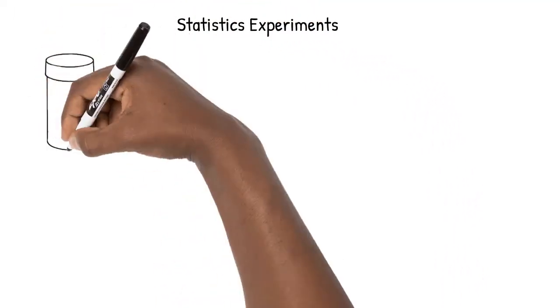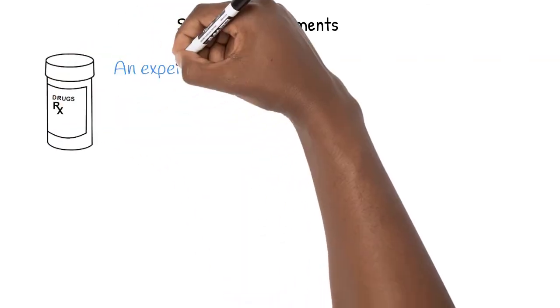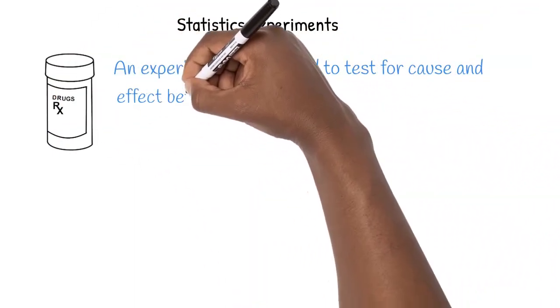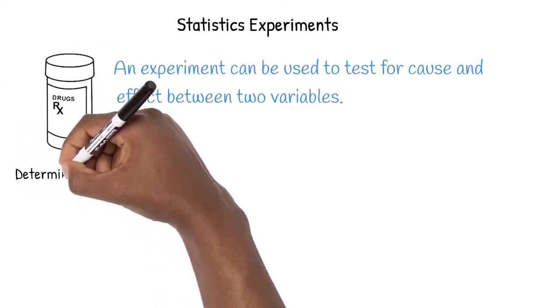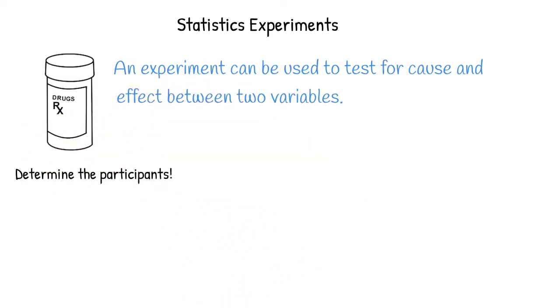In this video, we'll be looking at the key elements of a statistics experiment. An experiment can be used to test for the cause and effect between two variables. For an experiment, we need to determine our participants.